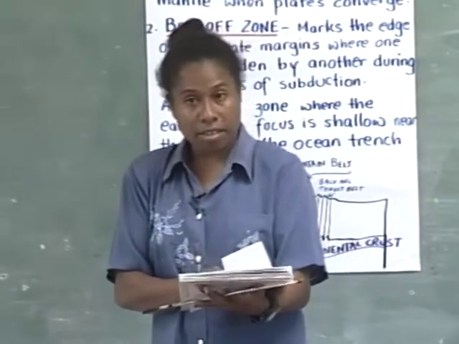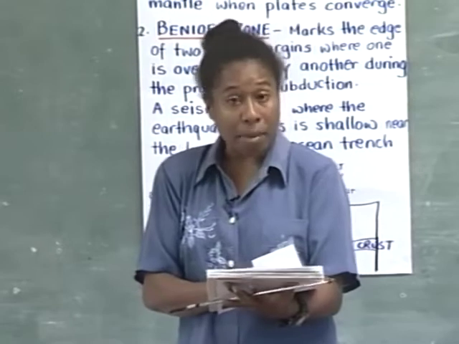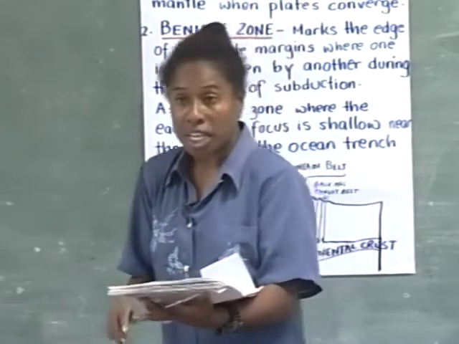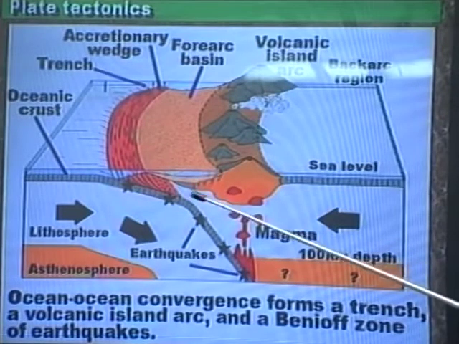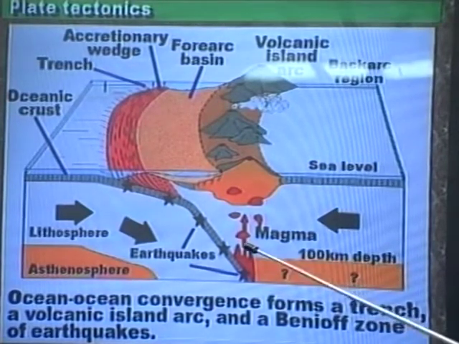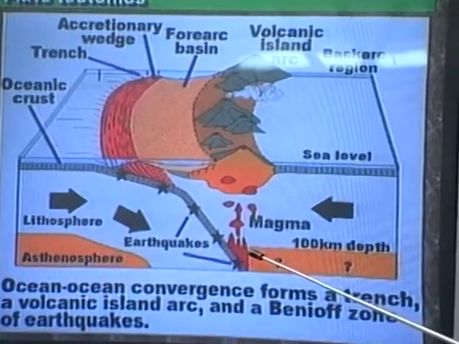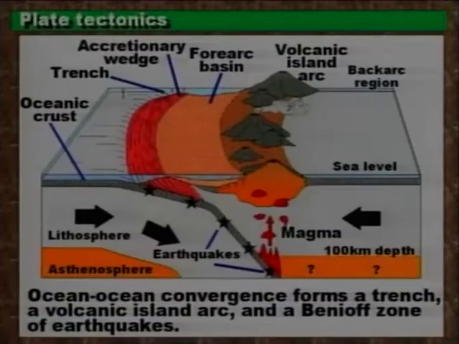The descending plate somehow generates andesitic magma when it reaches a depth of 100 kilometers. So we come back to this diagram here. This point here is important. By the time the subducting plate reaches a depth of about 100 kilometers, around this area here, there is what we call andesitic magma which generates within the mantle. So the descending plate somehow will generate that andesitic magma when it actually reaches a depth of 100 kilometers.